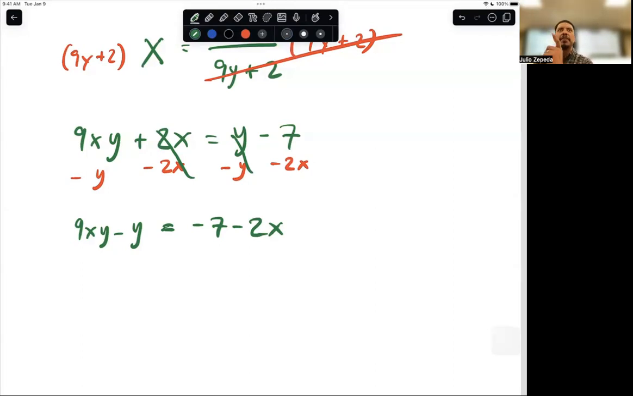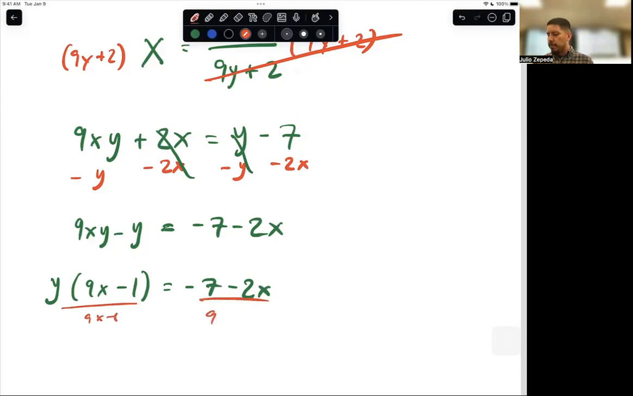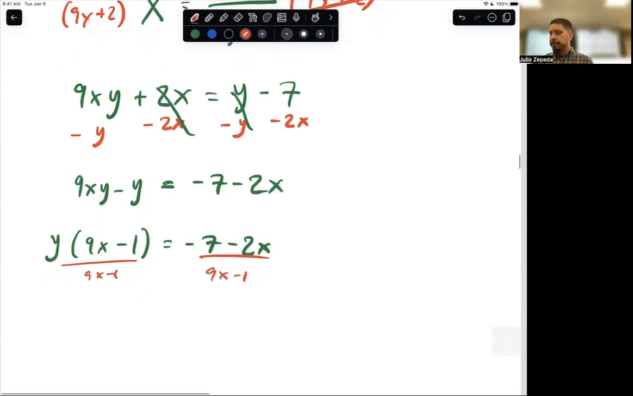Factor. This is what we saw in the logs. That's part of the reason I wish this hadn't been taken out, because we would have seen this. But with the logs, you can't easily combine sometimes. So you get all the terms that have the y on the same side, and then you factor out that variable, and we can divide by that other factor. So y is equal to this.